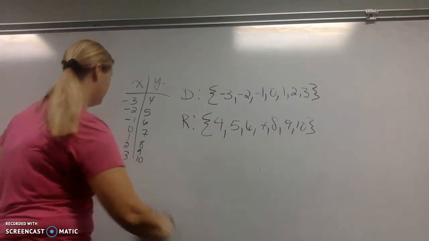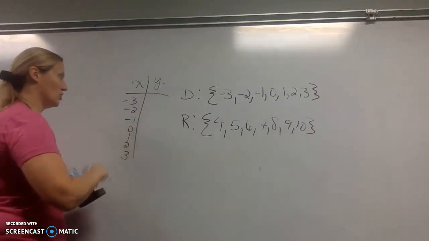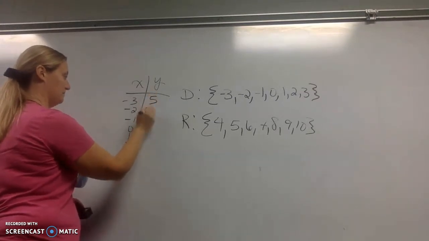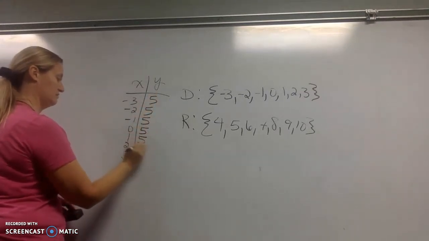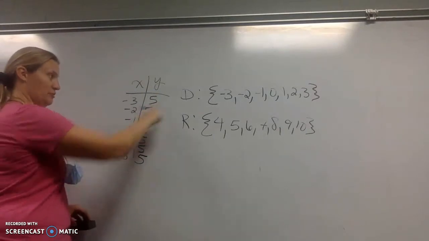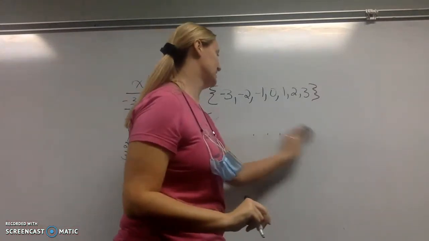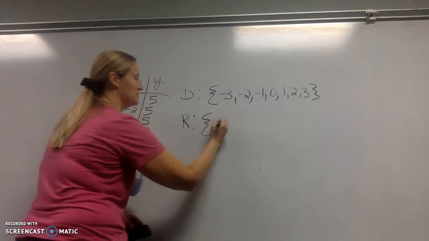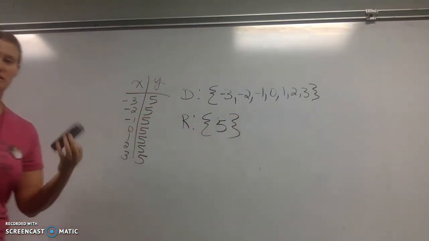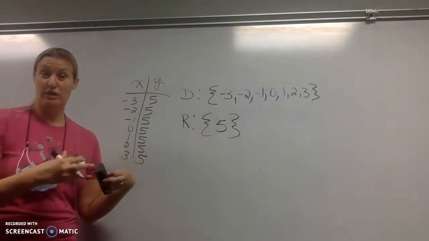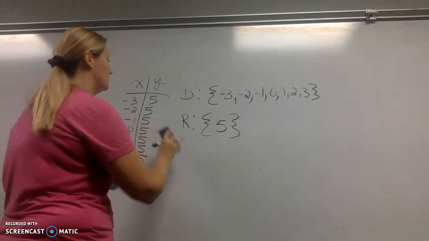Okay? If this was a horizontal line where all of these numbers are going to be the same, this would still be my domain, and for my range, I don't need to list 5s that many times. I can just say it's only a 5. So that's how domain and range works in terms of listing.